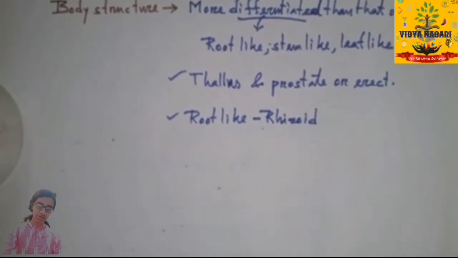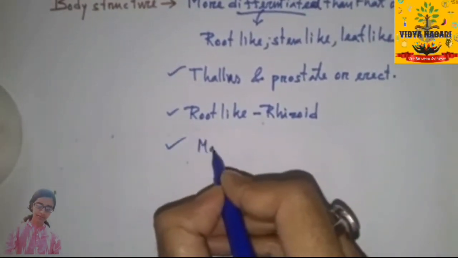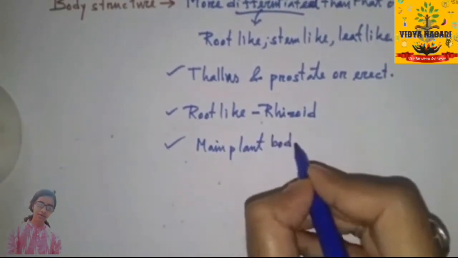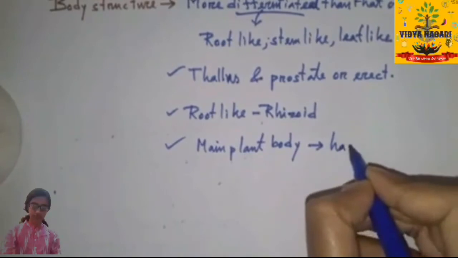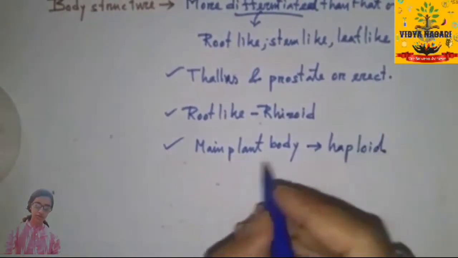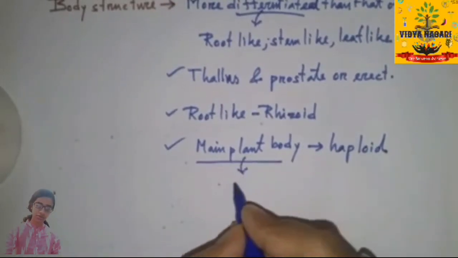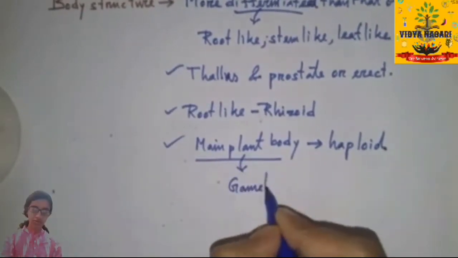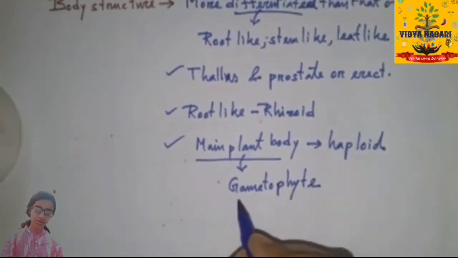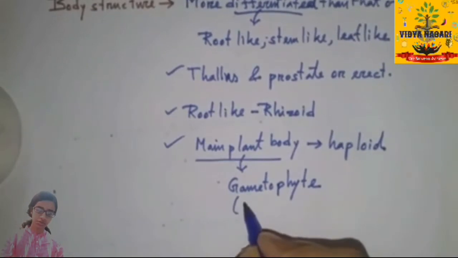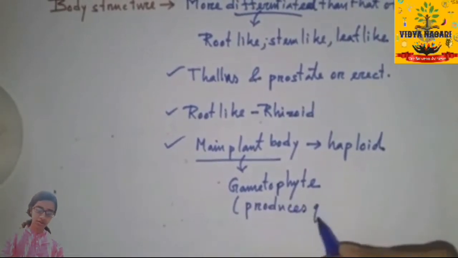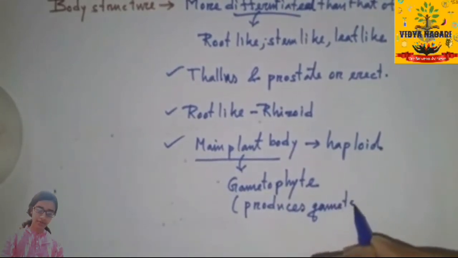Their main plant body is haploid, and this main plant body is known as gametophyte, because it produces gametes for their sexual reproduction.